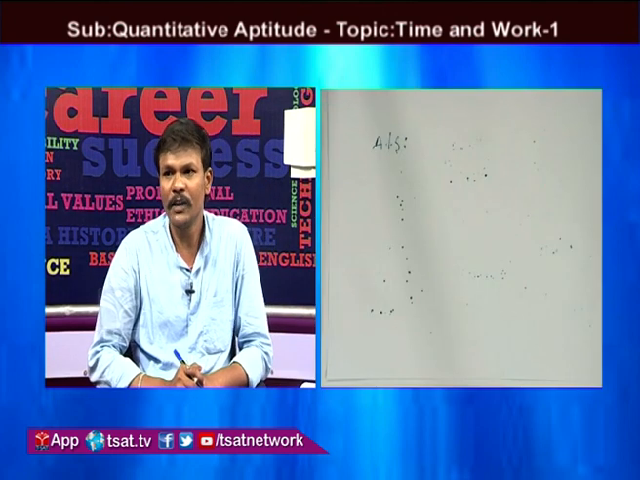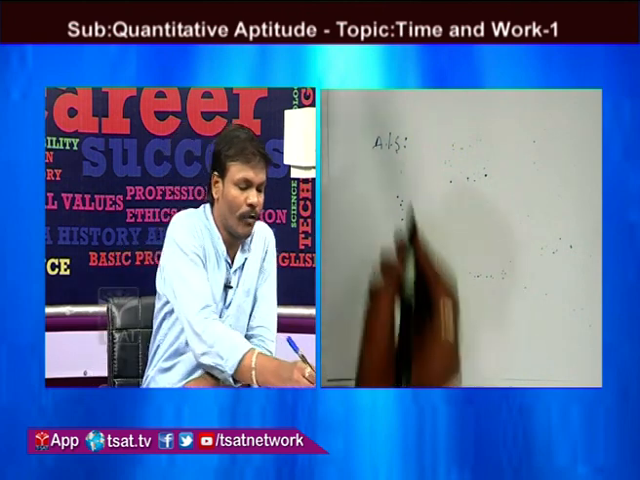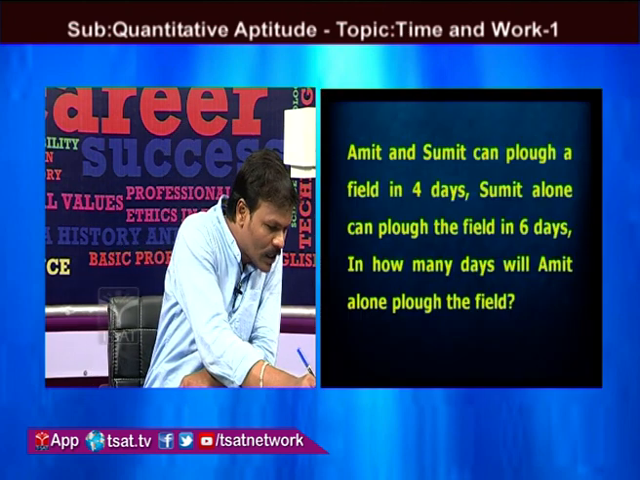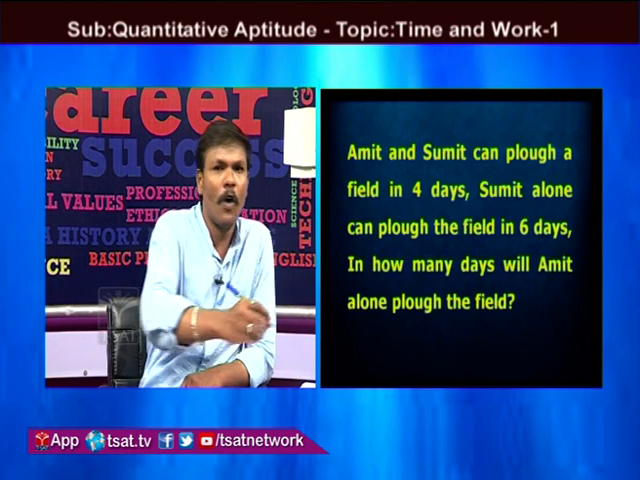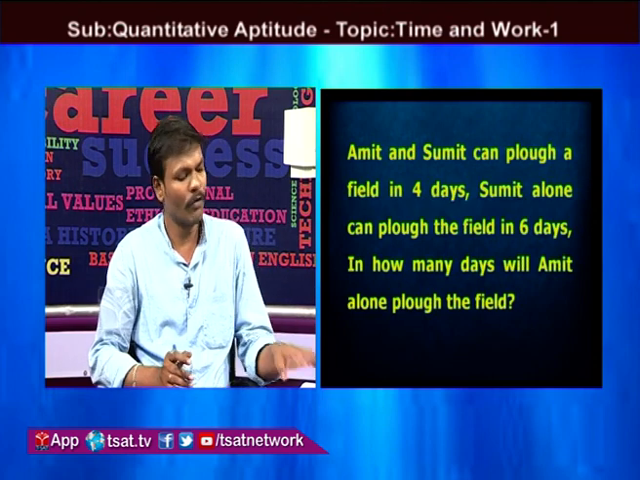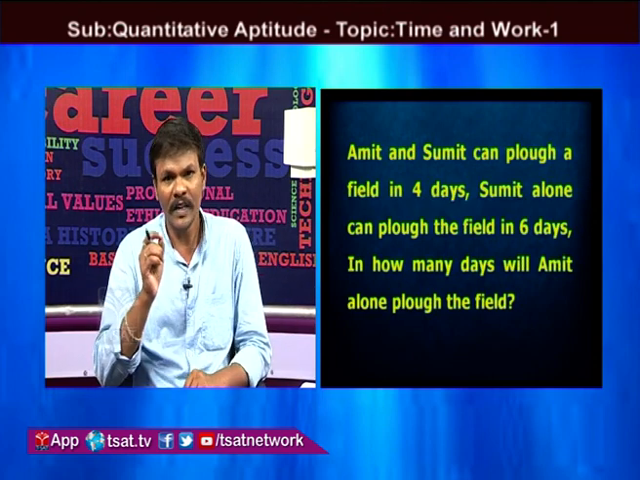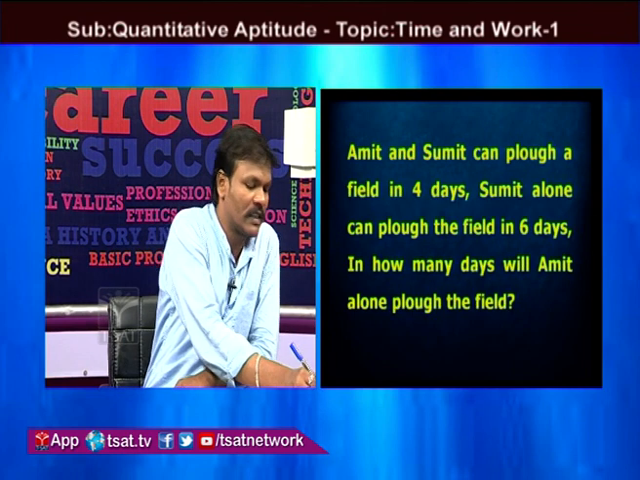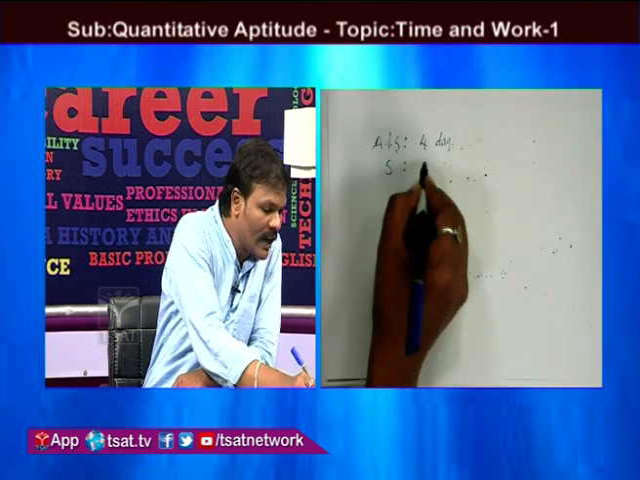Amit and Sumit can plough the field in 4 days. So, we have the first statement: both working together, how many days do they take? They take 4 days. Now, Sumit alone can plough the field in 6 days.